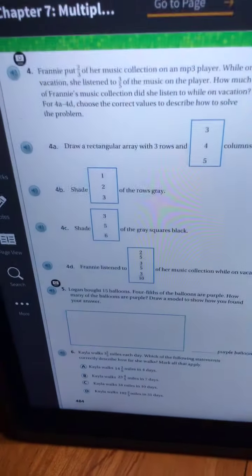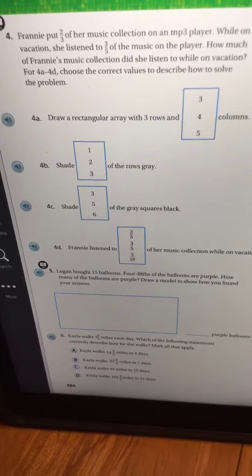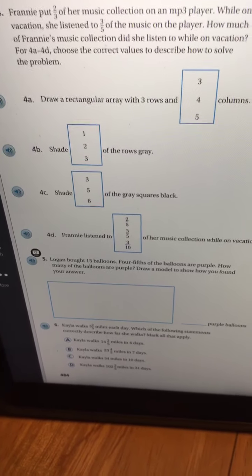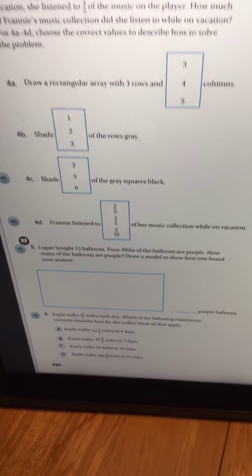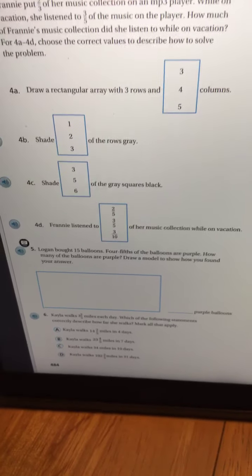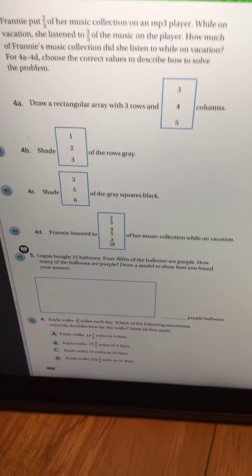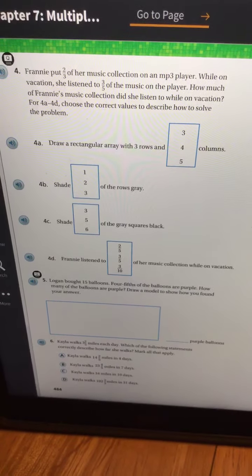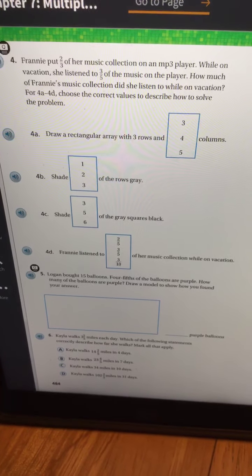All right, so there we go. So I circled the 2. Now it says shade how many of the gray squares black. They're talking about the squares now. Be careful. It doesn't say the columns, but we know we have to shade in how many columns? We have to shade in 3 of the columns.